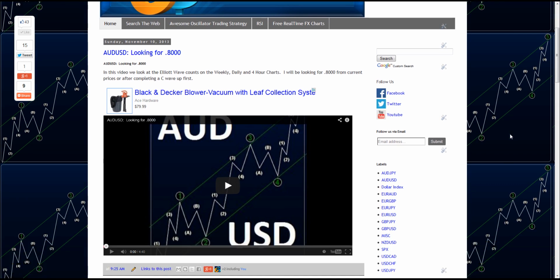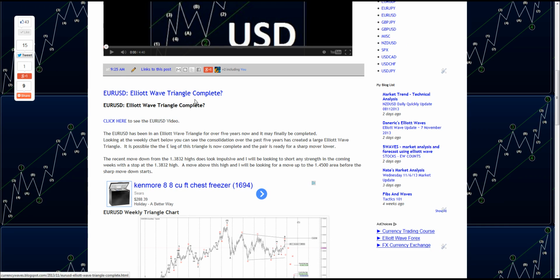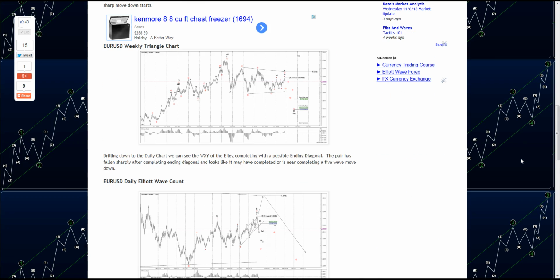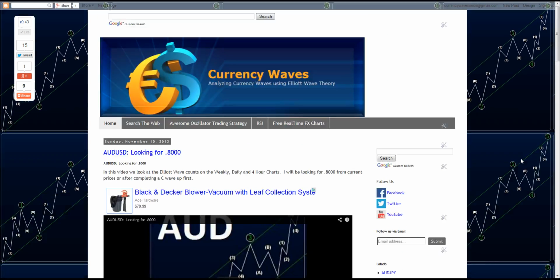We have looked at the Aussie and the Euro today. And now we're going to look at the pound.